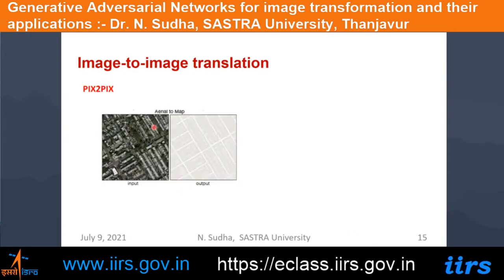So you can have applications like aerial to map generation. In the case of remote sensing, the aerial image is given and the map is generated, and if some edge image is given, the photo is generated. So these are some applications of this pix-to-pix network.